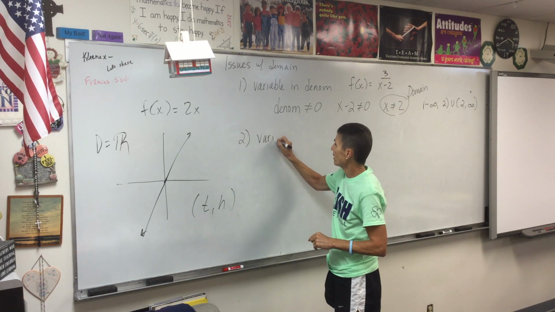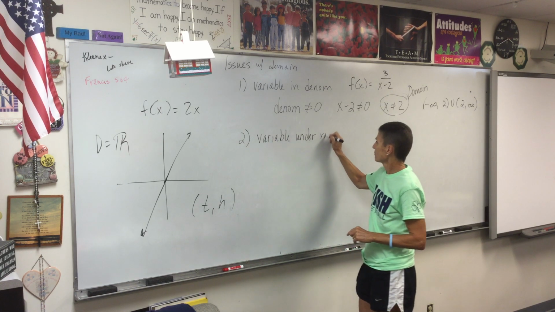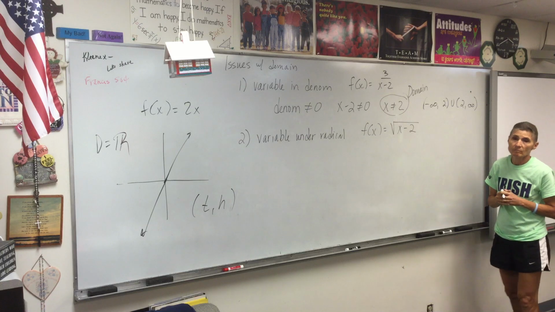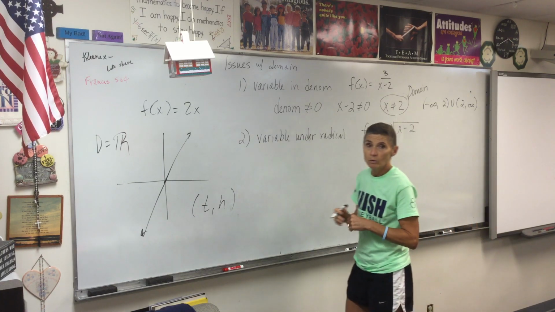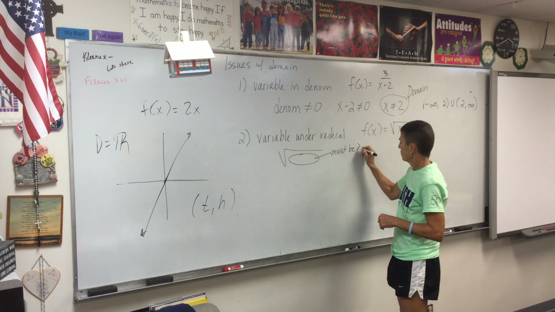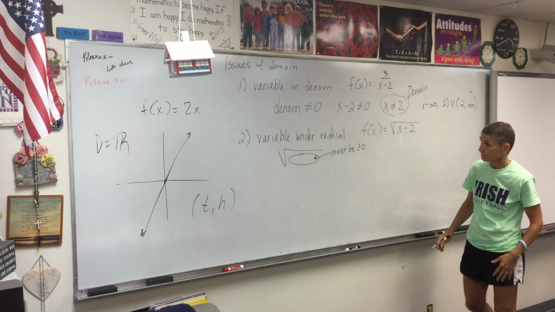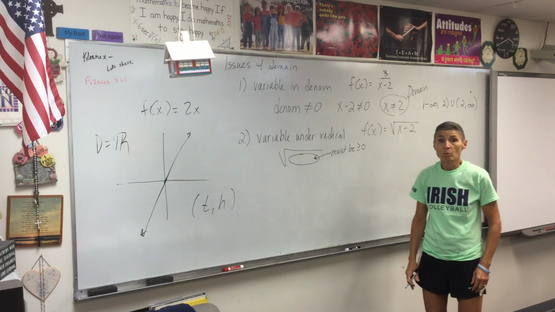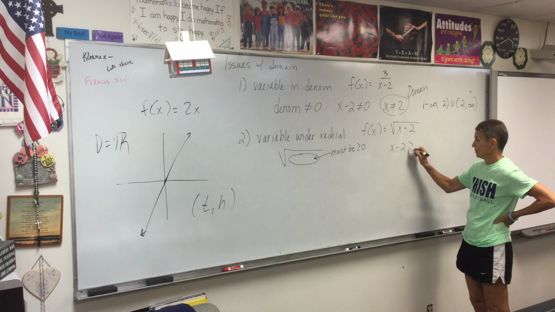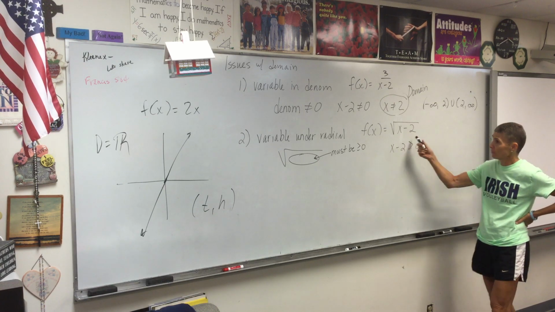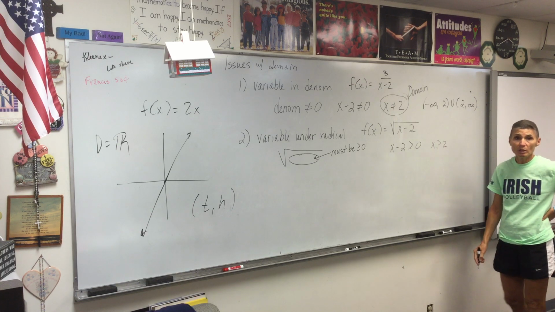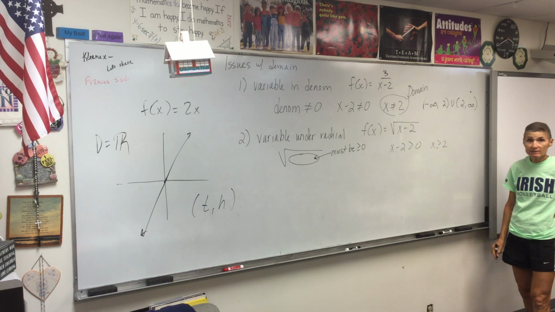Another thing we have to worry about is a variable under a radical. So an example of that might be the square root of x minus 2. Now we know that whatever is under the radical must be positive, or I should say can't be negative. Must be something other than a negative number. Whatever is under the radical must be greater than or equal to 0. So in my example, x minus 2 has to be greater than or equal to 0, which means x is greater than or equal to 2.